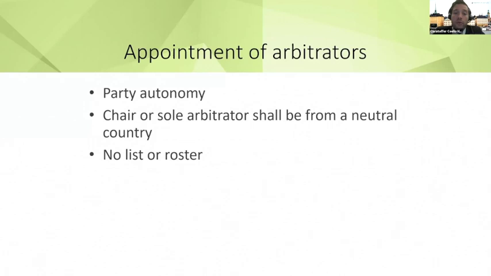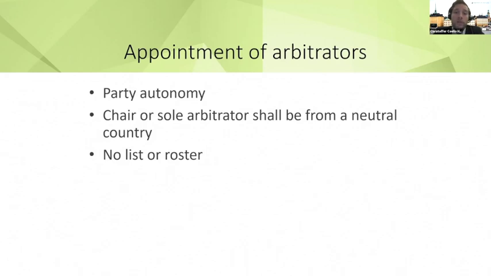Under the expedited rules, the dispute shall be adjudicated by a sole arbitrator, and the parties are given a period to jointly appoint the sole arbitrator, and if no arbitrator is appointed by the parties in that period, the arbitrator will be appointed by the SCC. So as I mentioned before, the SCC does not have a roster or a list of arbitrators, and the parties are free to select any person of any nationality.